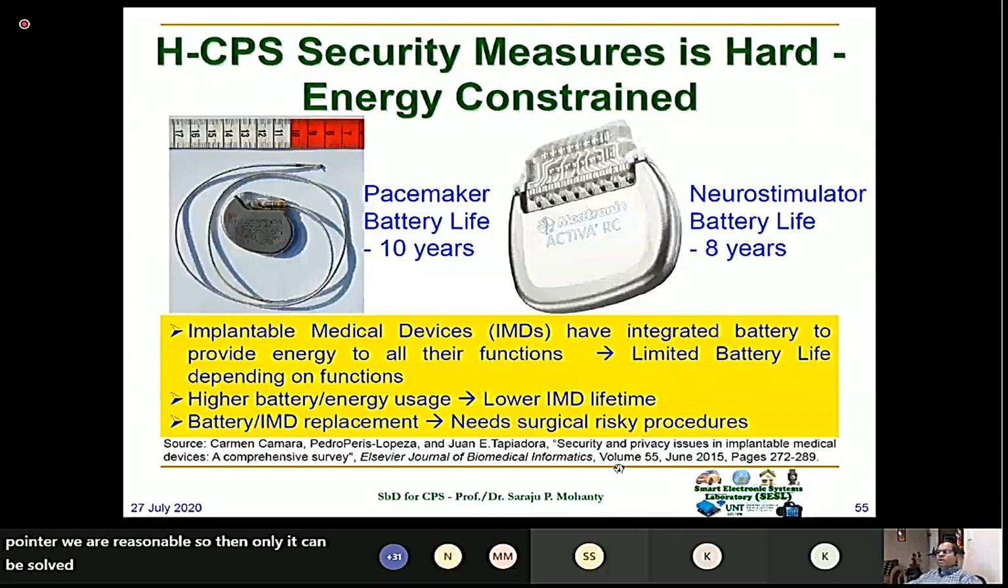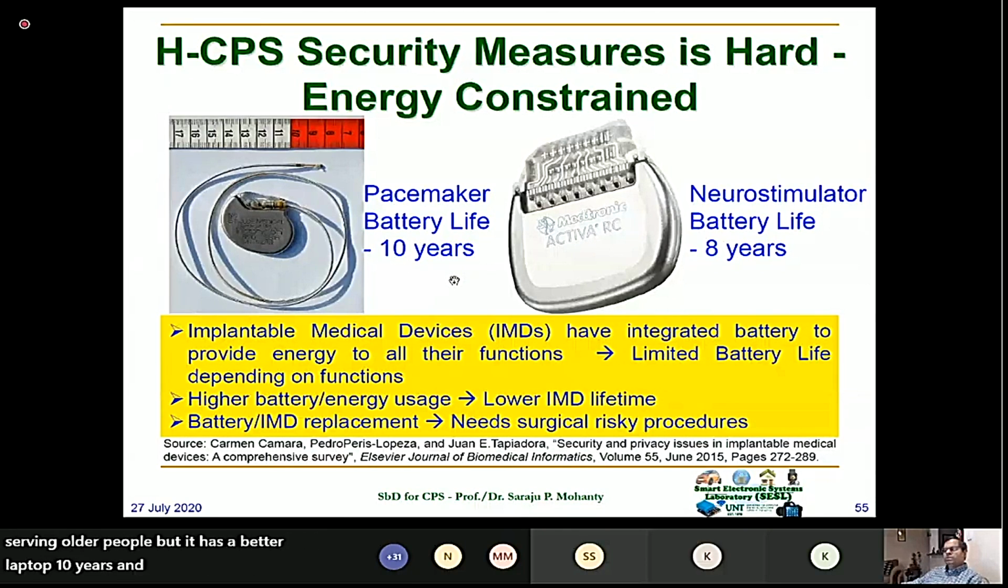To give you an exact example, I was doing a lot of searching on how bad the battery life is of a pacemaker or a neurotransmitter. I saw that a pacemaker doesn't have quite a bit of computational capability, and it is a very reliable device. Of course, it is life-saving for a lot of people, and it has a battery life of 10 years.